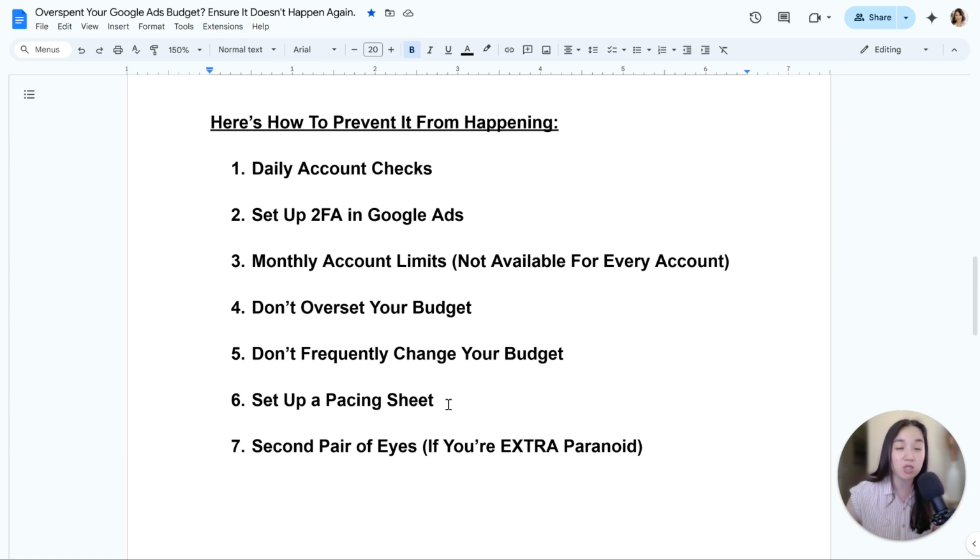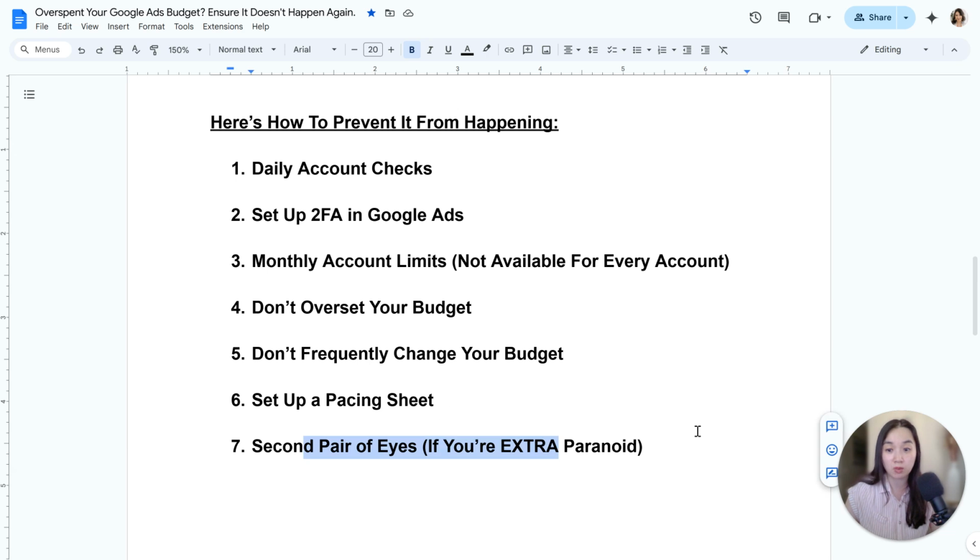Number 7 is having a second pair of eyes. If you're extra paranoid like me, having a second pair of eyes, whether it's a junior level team member or an outsourced vendor, just double checking your account and your work and your numbers. If you're looking at numbers all day, it's very easy to go blind from it. So making sure that you are spending what you're supposed to be spending and that your budgets are what they're supposed to be is going to be critical.